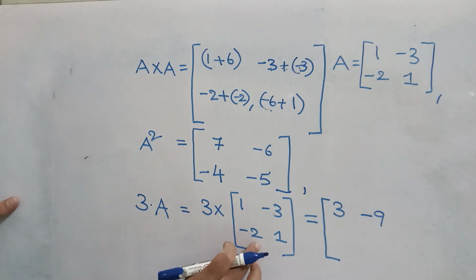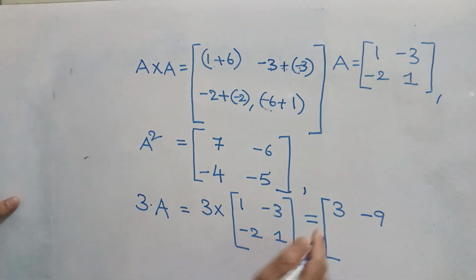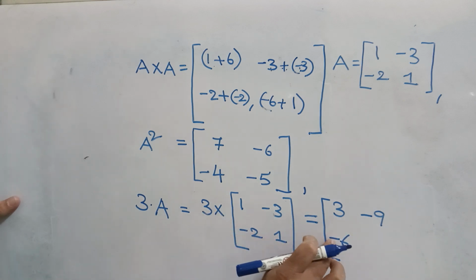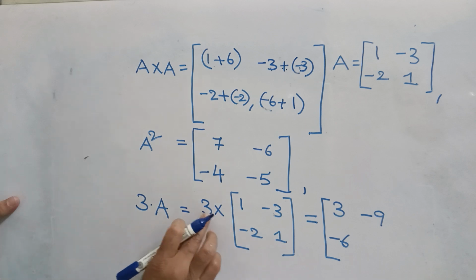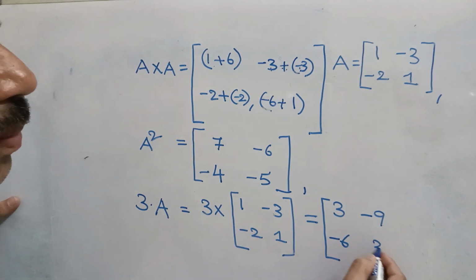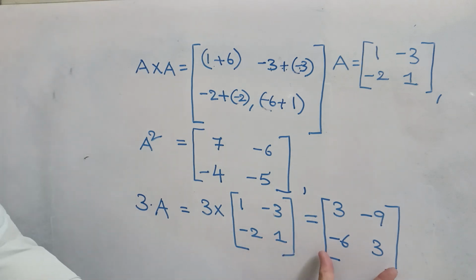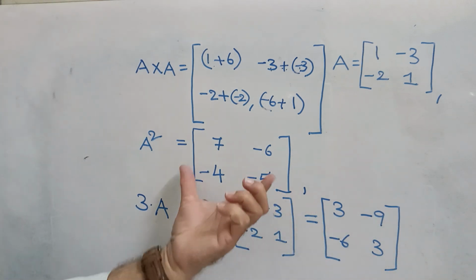So 3 into 2 is 6, however the minus is there, therefore you have to write minus 6. 3 into 2 is 6, the minus symbol is there, so you have to write minus 6. 3 into 1 is 3. This is what your 3a is. So this is nothing but your 3a. Got it? This is 3a and this is a square.